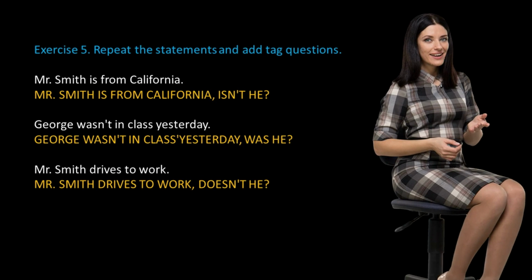Exercise 5. Repeat the statements, and then add tag questions. Here are the examples. Mr. Smith is from California. Mr. Smith is from California, isn't he? George wasn't in class yesterday. George wasn't in class yesterday, was he? Mr. Smith drives to work. Mr. Smith drives to work, doesn't he? Now, you should do the practice. You can pause your video while doing the following exercise.